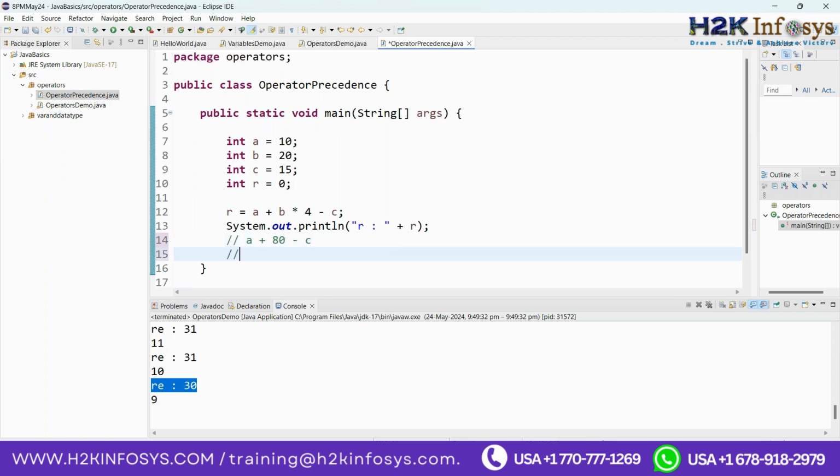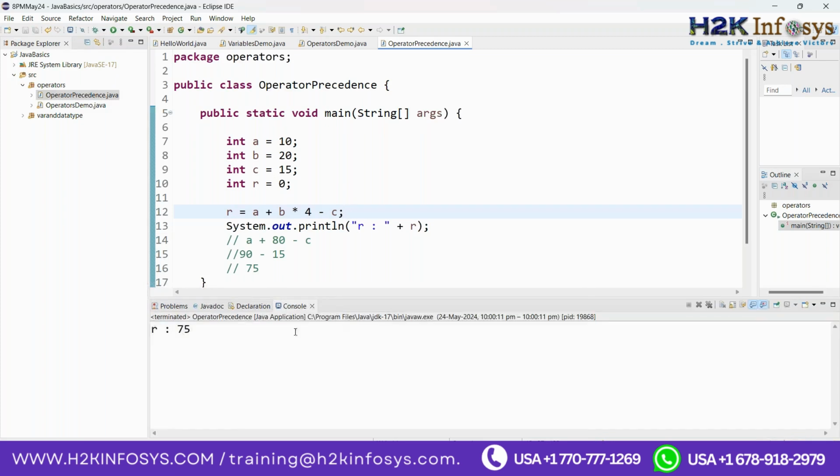Now tell me, in this case both are having same precedence, so a plus 80 will be calculated. What is a value? 10. 10 plus 80? 90. 90 minus c value? 15. 75. So what would be the value? 75. Simple. But when we calculated blindly from left to right, it came 115 something, right? That is not the case. So now you see 75, perfect value.